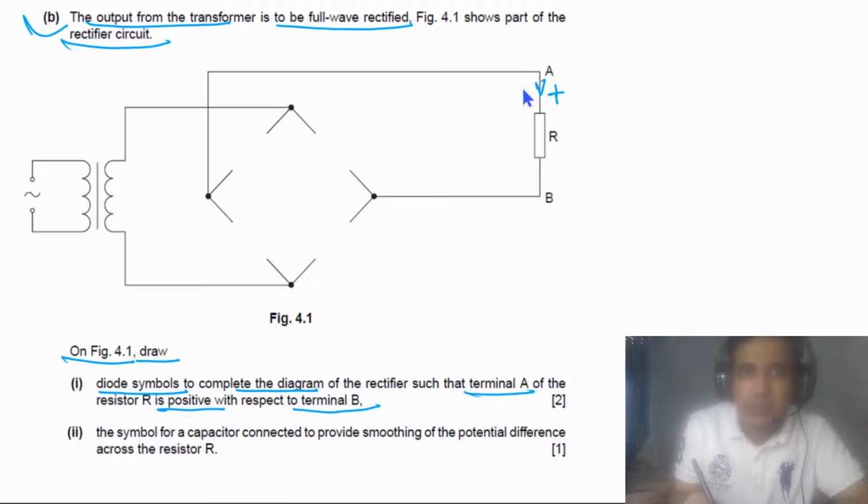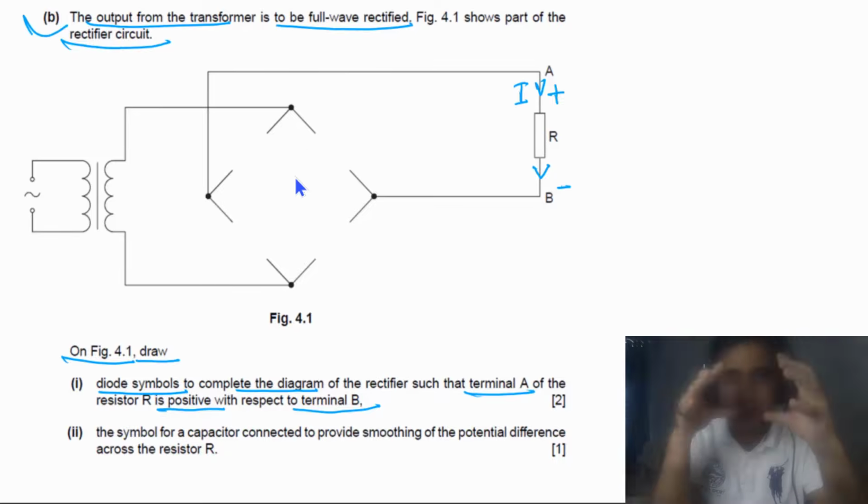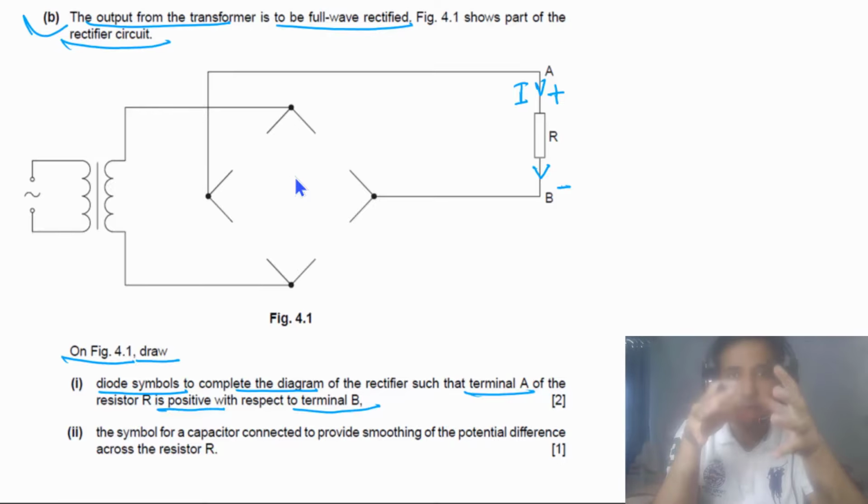Positive means that current has to enter from this side, and negative means that current will be leaving from this side. Now we need to draw symbols of diodes to make a rectifier circuit, or simply we can say a bridge rectifier for full wave rectification.